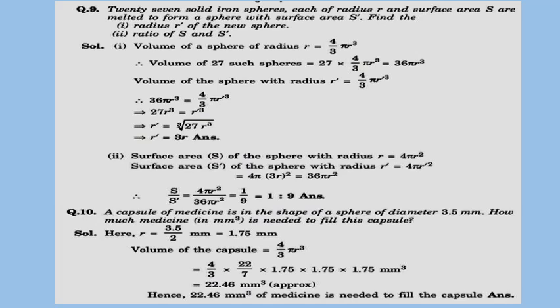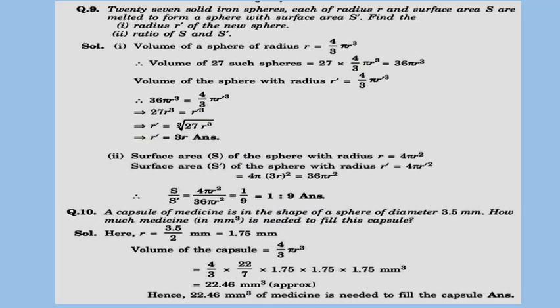Both the volumes are equal. So if you equate this, you will get r dash equals cube root of 27 r cube. So taking out the cube root, r dash equals 3r. So this is the relation between both the radii. Now to calculate the surface area of both the spheres, use the formula. Then take the ratio. The ratio is 1/9, that is 1:9.